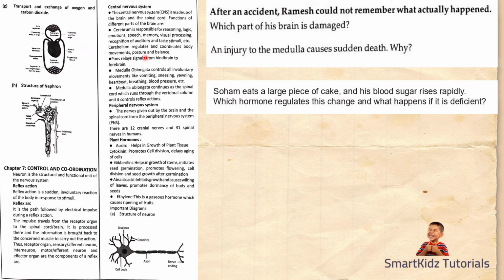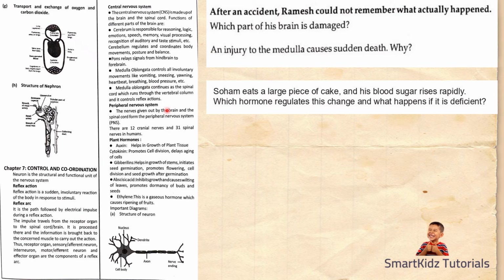And then you have the pons. What does the pons do? It relays signals from the hindbrain, the brain just above your neck behind, and the forebrain. The medulla oblongata, usually asked quite a lot about that. It controls all involuntary movements like vomiting, sneezing, yawning, heartbeat. So these are involuntary movements, they are not under our control.